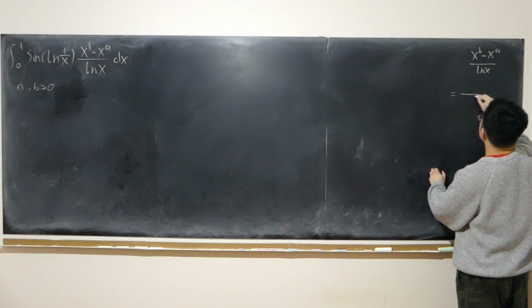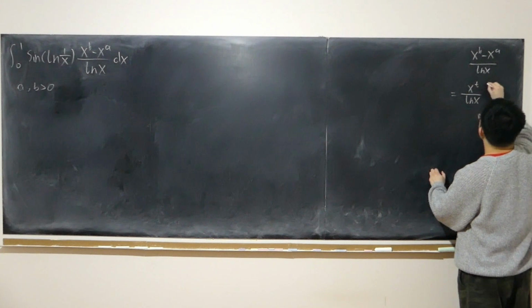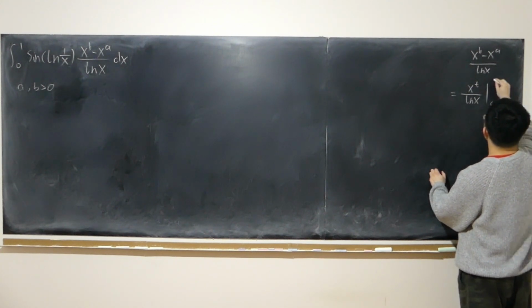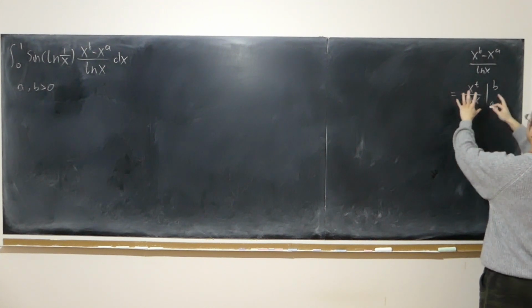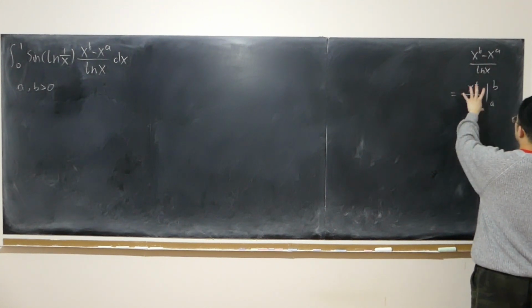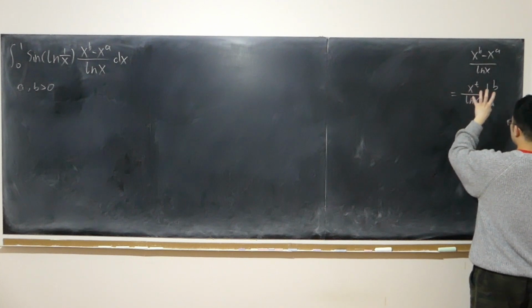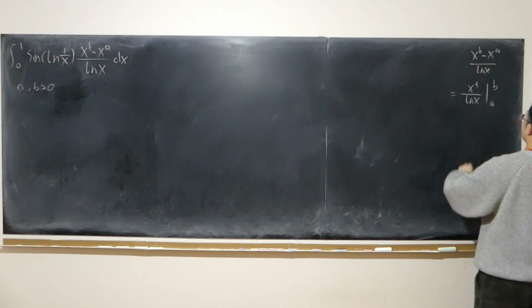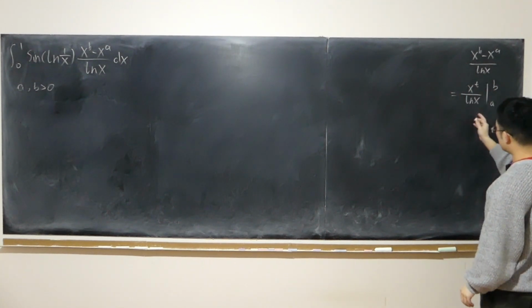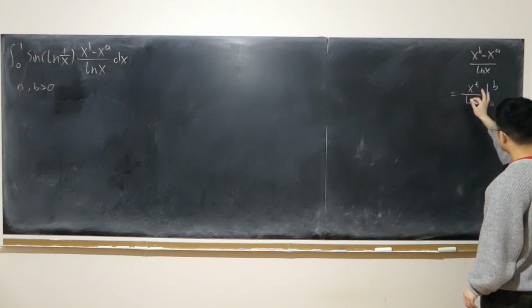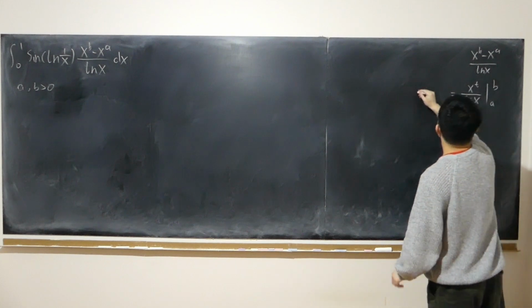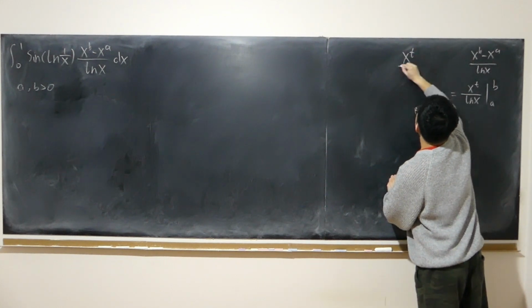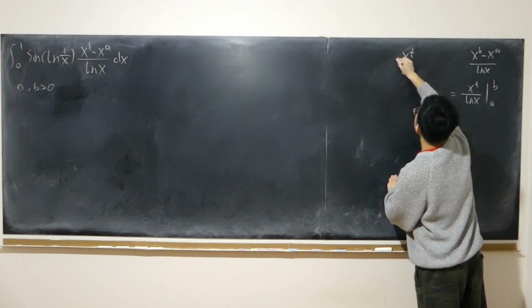That is equal to x^t over log x evaluated from a to b. Replace t with b, take their difference. So this has to be the antiderivative of some function. Which function's antiderivative is this? Let's just take the derivative of this and find out.